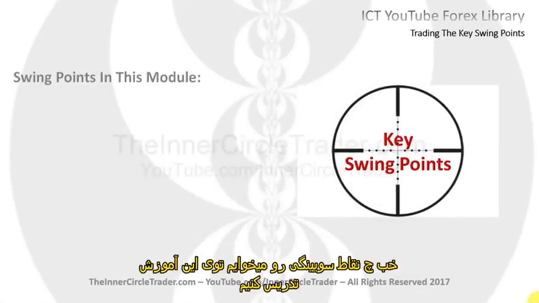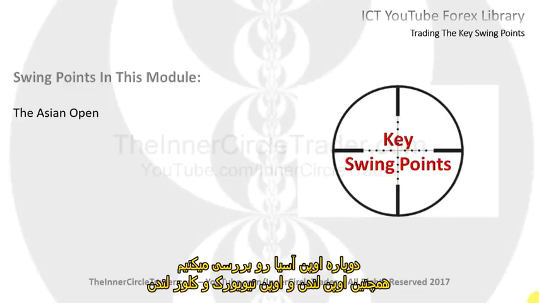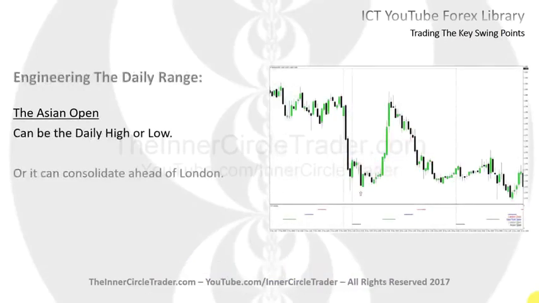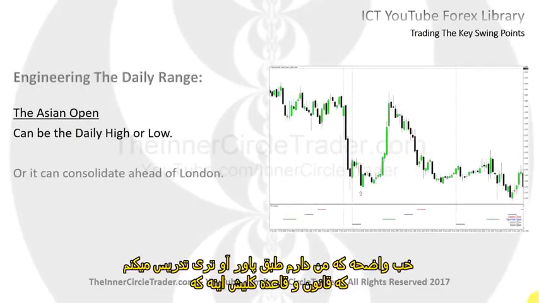Okay, so what swing points are we going to be teaching in this module? We're going to be revisiting the Asian Open, the London Open, the New York Open, and the London Close. All right, so engineering the daily range.